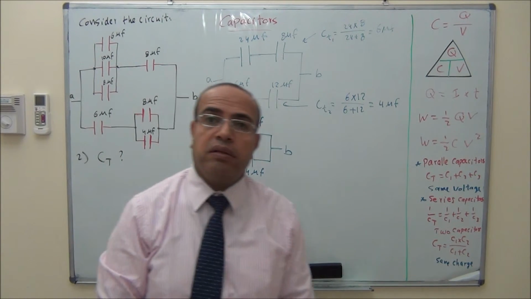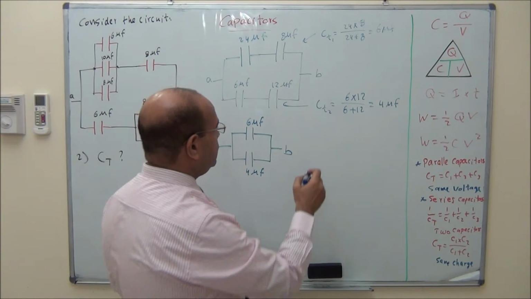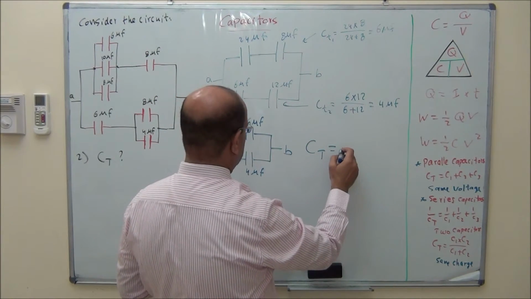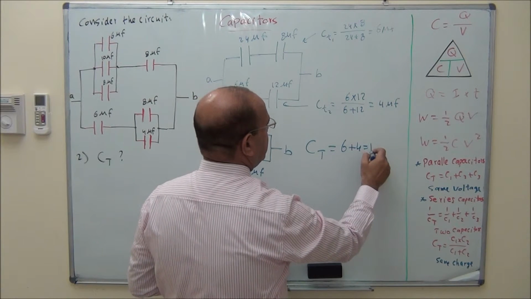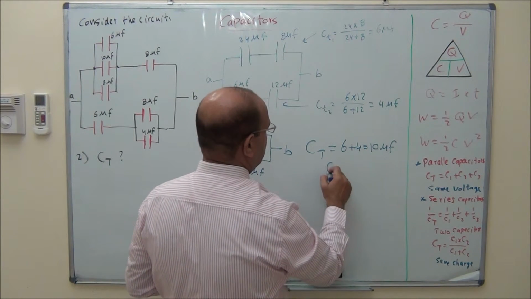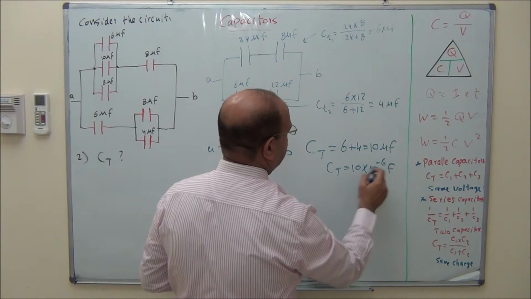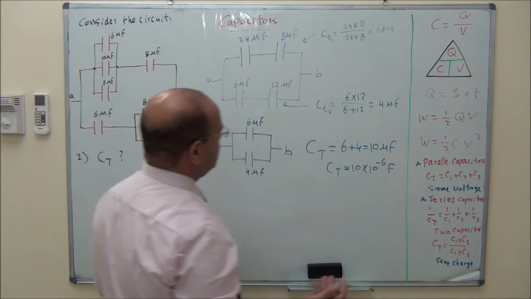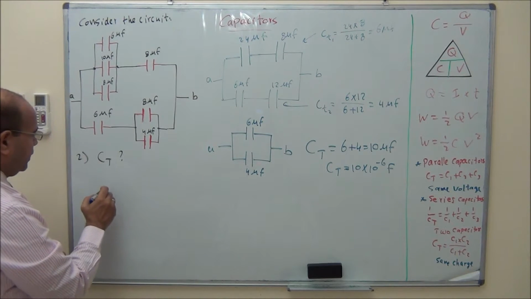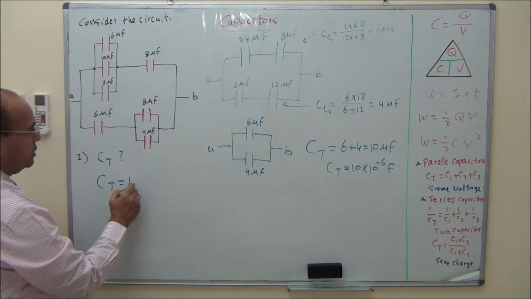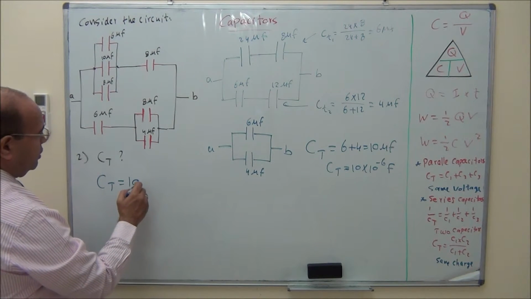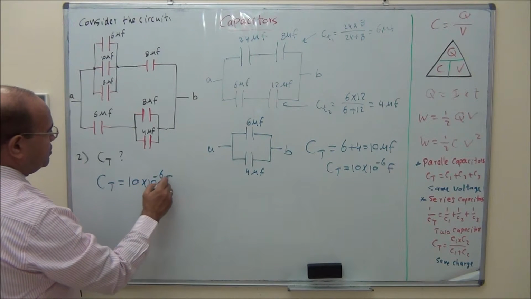They are parallel, so we add them. So C total, the answer is 6 plus 4 equals 10 microfarad. So C total equals 10 multiplied 10 to the power negative 6 farad. So this is the answer. The answer of this part, C total equals 10 microfarad or 10 multiplied 10 power negative 6 farad.